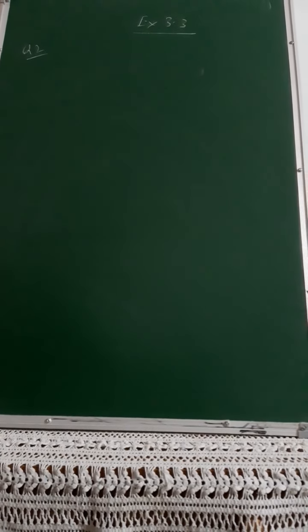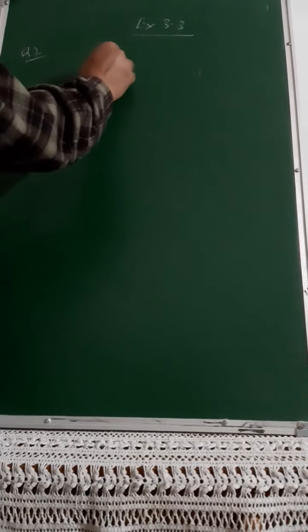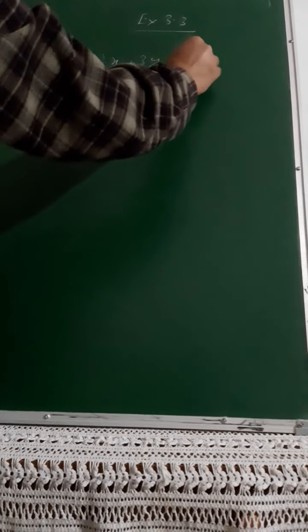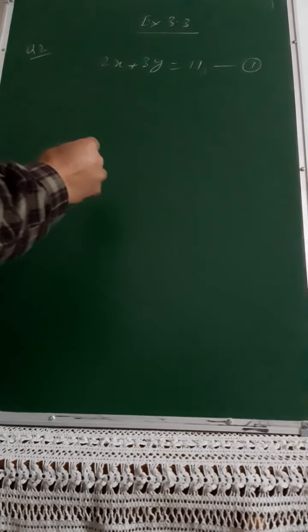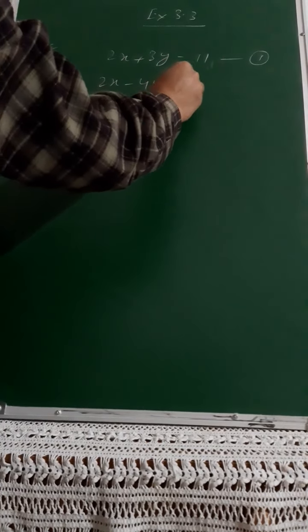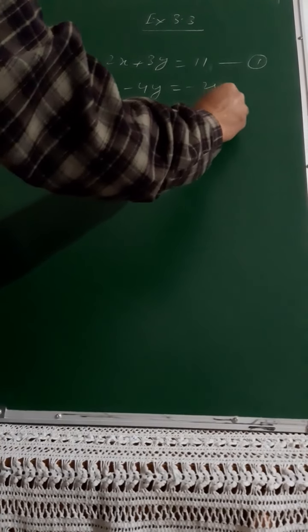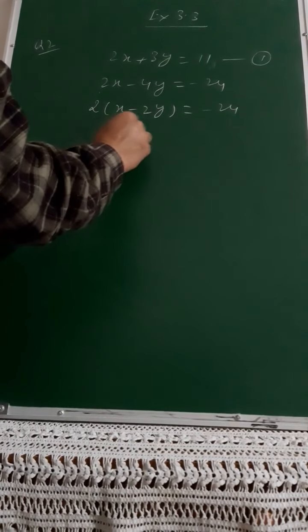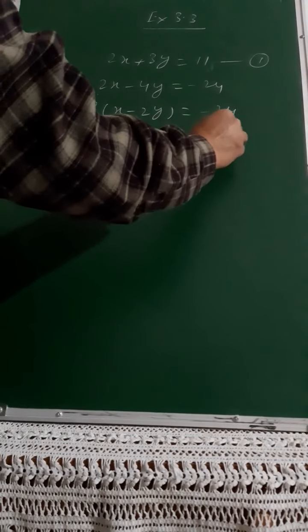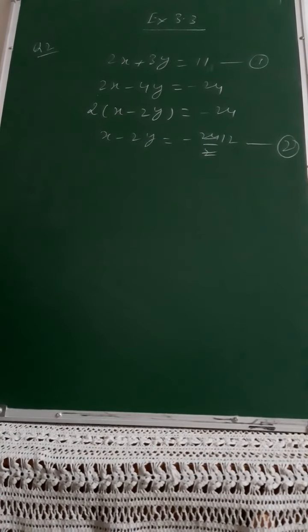Good day to all. Let us continue with our exercise 3.3, question number 2. So here is the question: solve 2x plus 3y is equal to 11 is the first equation given to you, and then it is 2x minus 4y is equal to minus 24, which still I can reduce by taking 2 common. So I will write x minus 2y is equal to minus 24. This makes x minus 2y is equal to minus 24 upon 2, that is minus 12. So I will take it equation number 2.